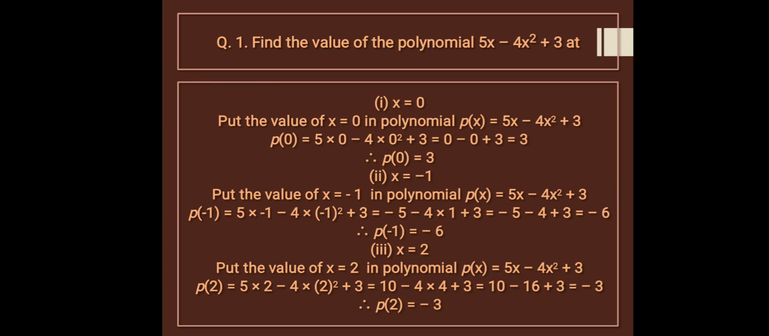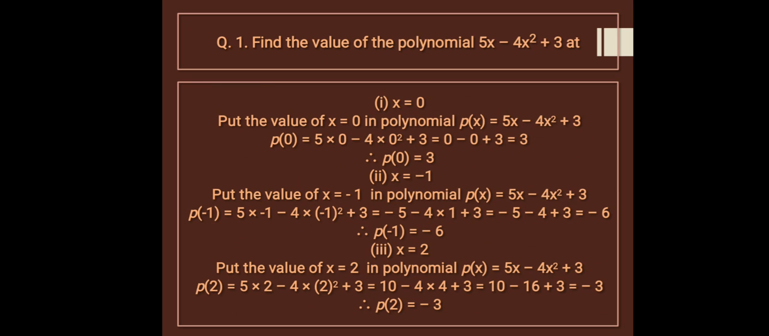Now in this first question, find the value of the polynomial 5x minus 4x square plus 3 at different values. In the first case, put the value of x equal to 0. Now putting x equal to 0, wherever it is x, put 0. Only the constant remains, here 3. So the value of this polynomial when x equal to 0 is 3.